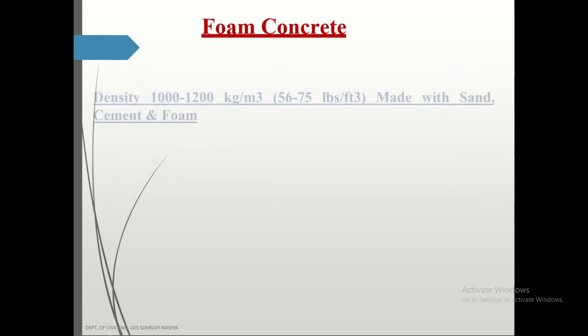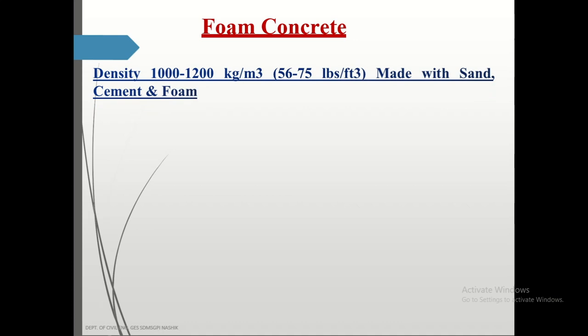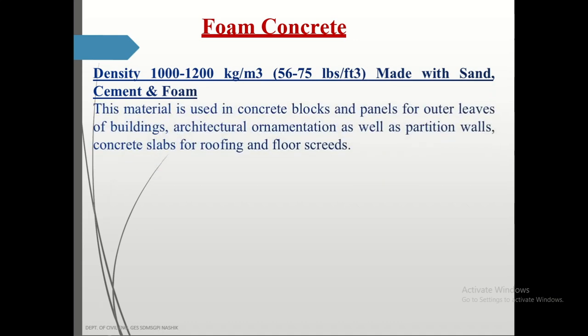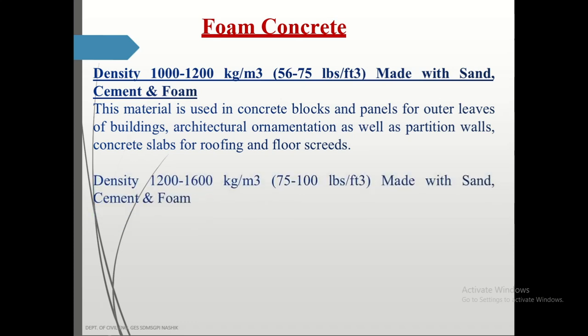And the last type is high density, 1000 to 1200 kilogram per meter cube foam concrete, which is made with sand, cement, and foam. This material is used in concrete block and panel for outer leaves of building, architecture ornamentation, as well as partition walls, concrete slabs for roofing, and floor screeds. So this is a use of heavy density foam concrete.